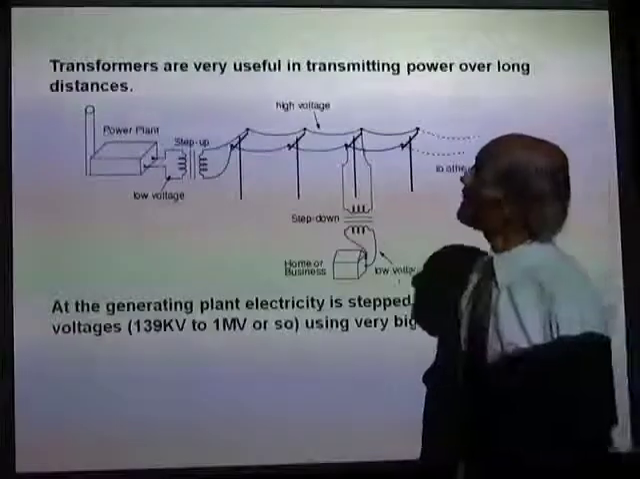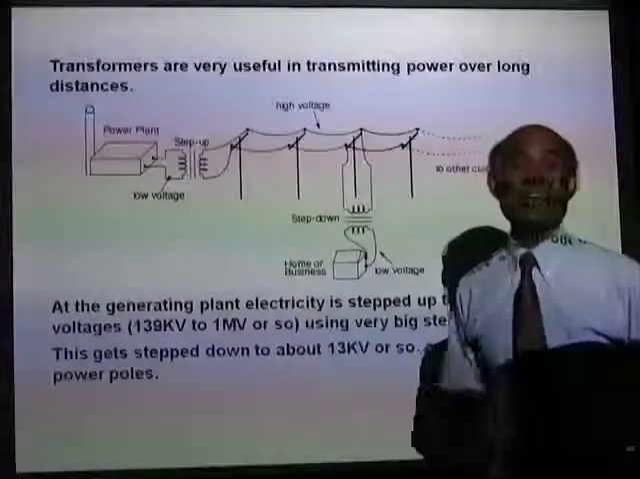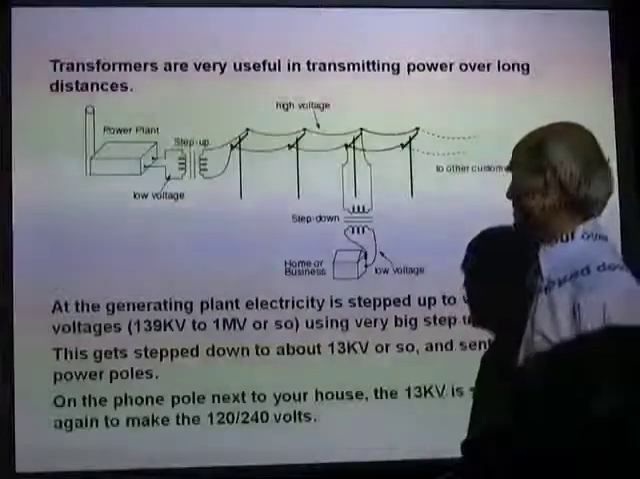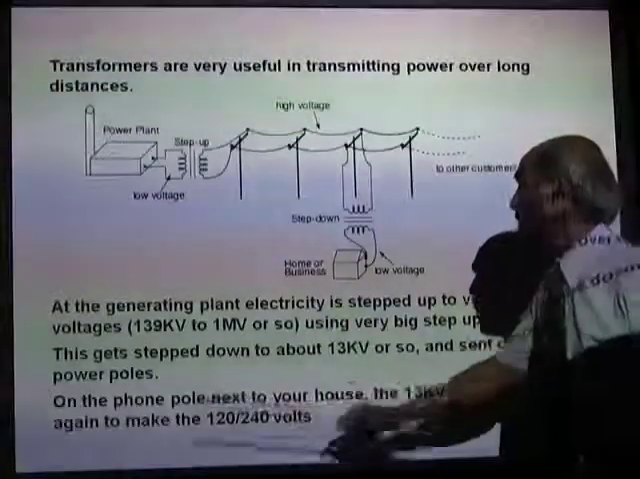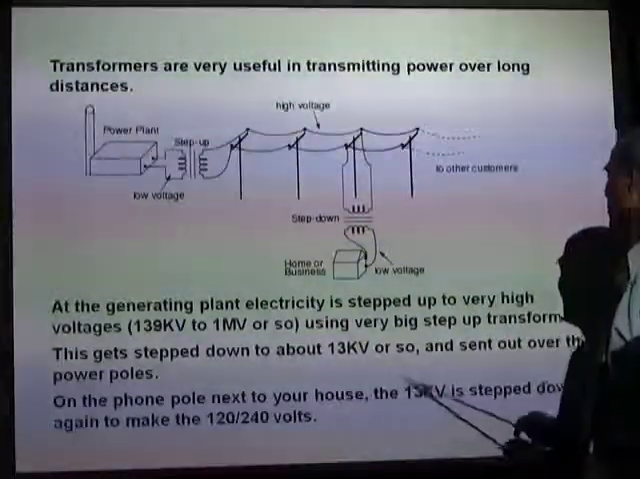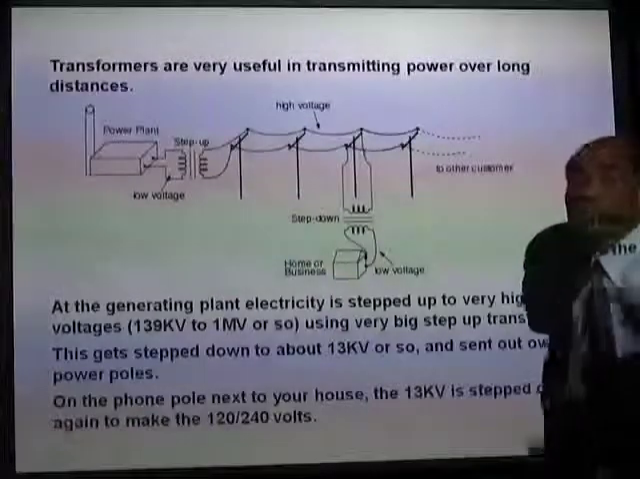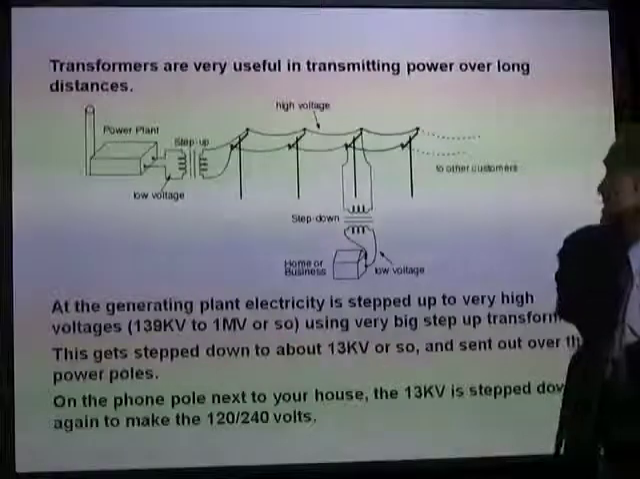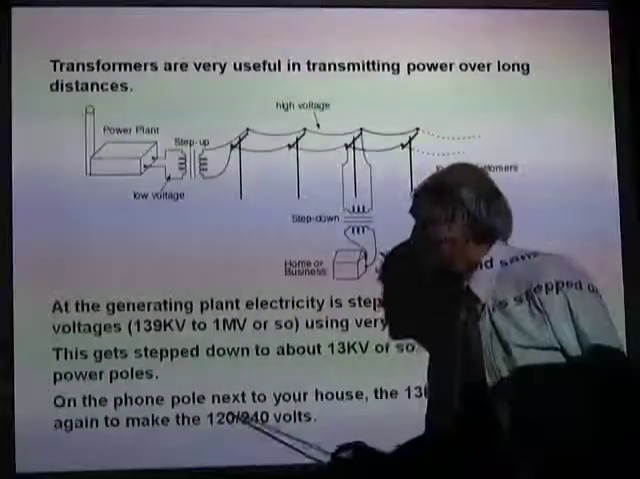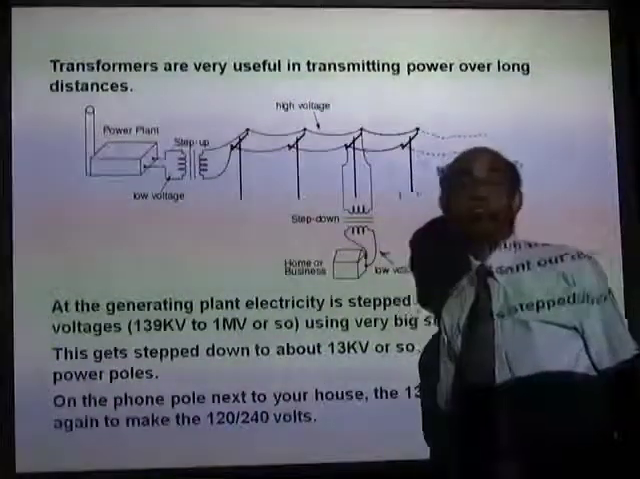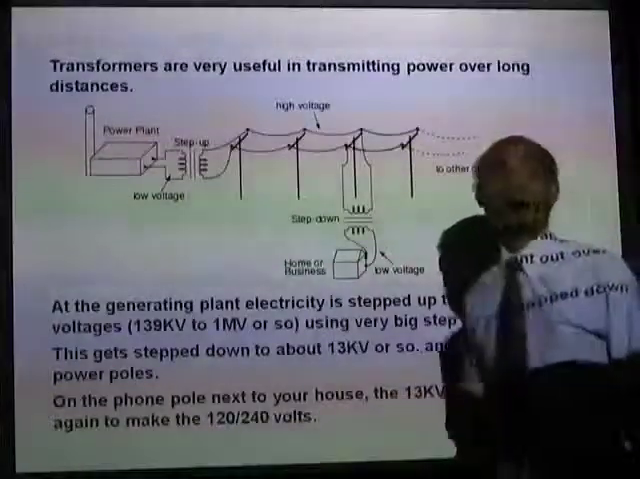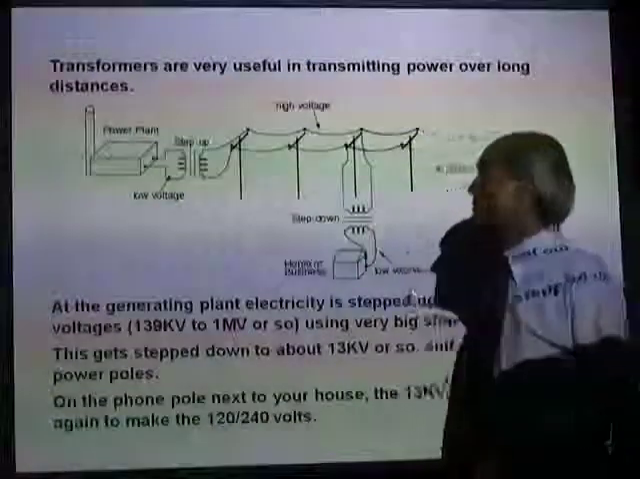So all these are very important applications of electromagnetic induction. On the phone pole next to your home, the line that comes to your home is 13 kilovolts, which is stepped down to 120 or 240. In fact, both of these are the outputs for your transformer.